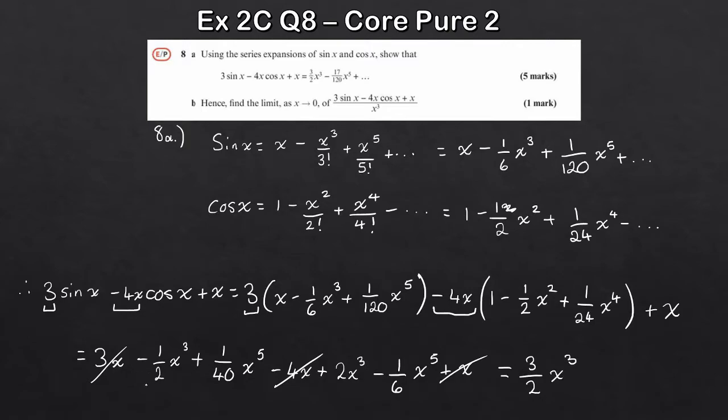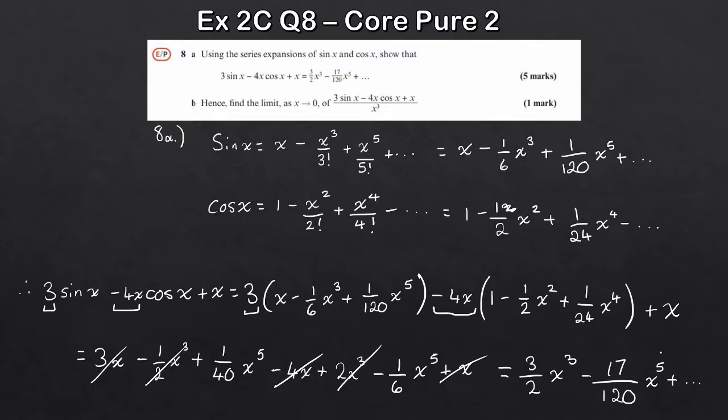And so we've dealt with that. If we just cross them off just so we can see what we're up to. So we've got 1 over 40 x to the 5 minus 1 over 6 x to the 5. So you simplify that, and what you'll get is minus 17 over 120 x to the 5 there. And that's just as we required it. So we add on the extra bit there, because that series would carry on. But there we have it.